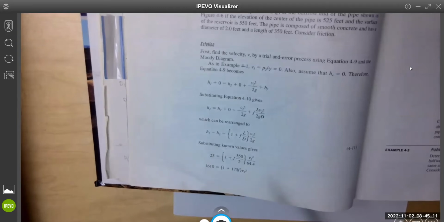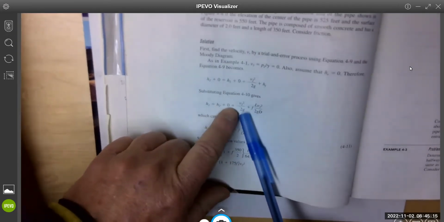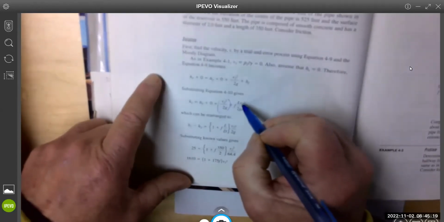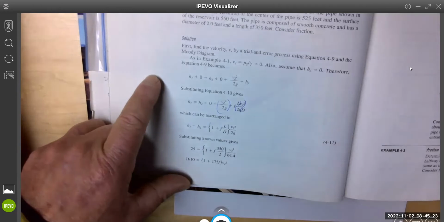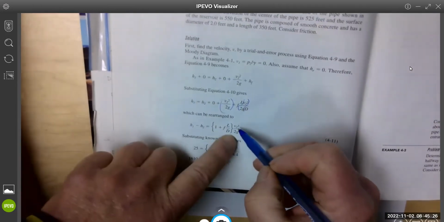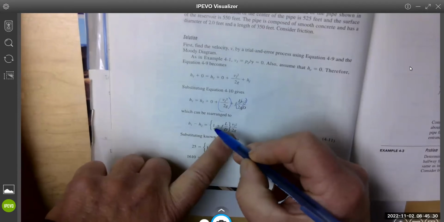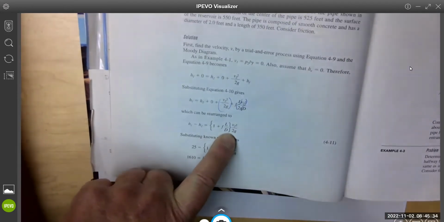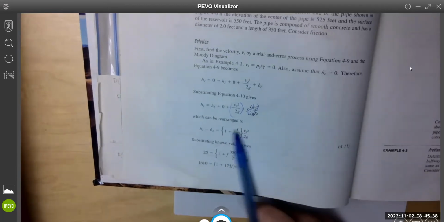Whoops, right to the bottom. Remember when you factor out the V2 over 2G? So they factor this out, and it gets pulled out here. When you do that, you're essentially dividing this by that, the same thing, and it creates the 1. So that's just the algebra factoring. This equation works good. We can use this equation right here.